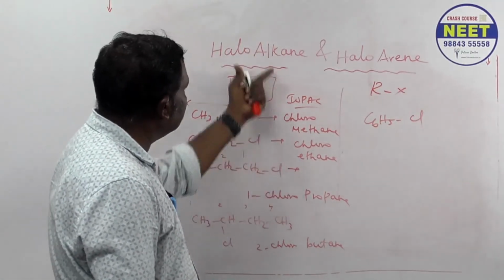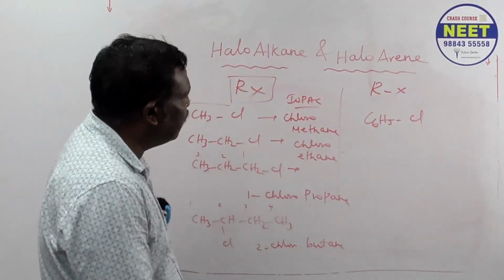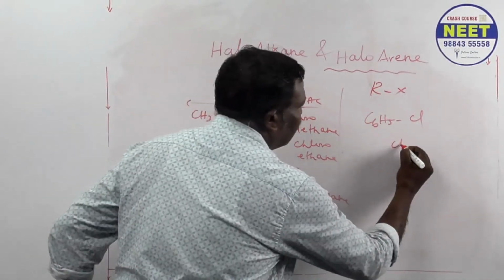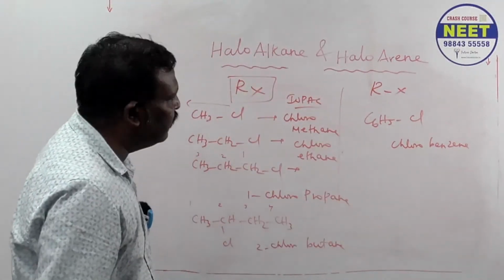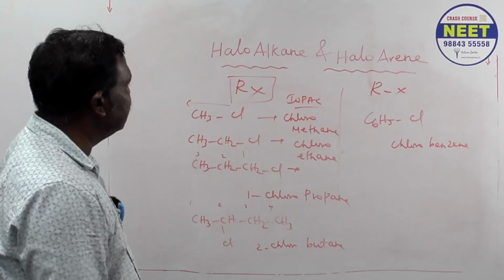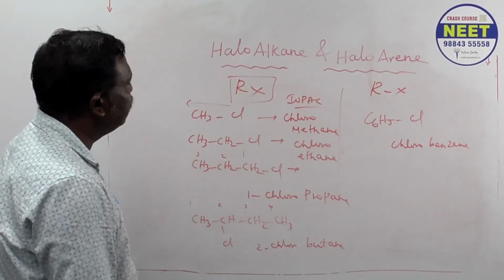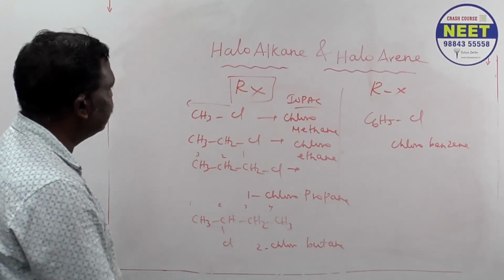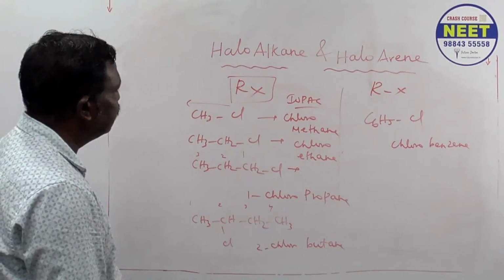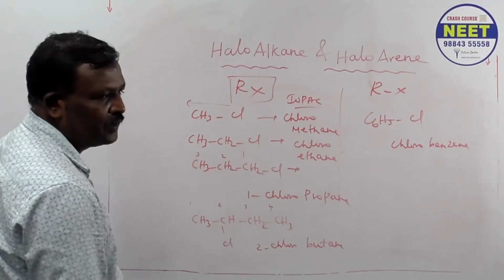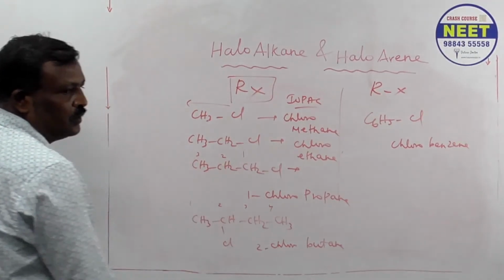These are the examples for haloalkane. No, this is the example for haloarene. Arene means benzene compounds. What's the name of the compound? Chlorobenzene. Okay, chlorobenzene is the IUPAC name, or phenyl chloride is the common name. Understood? Okay, next.